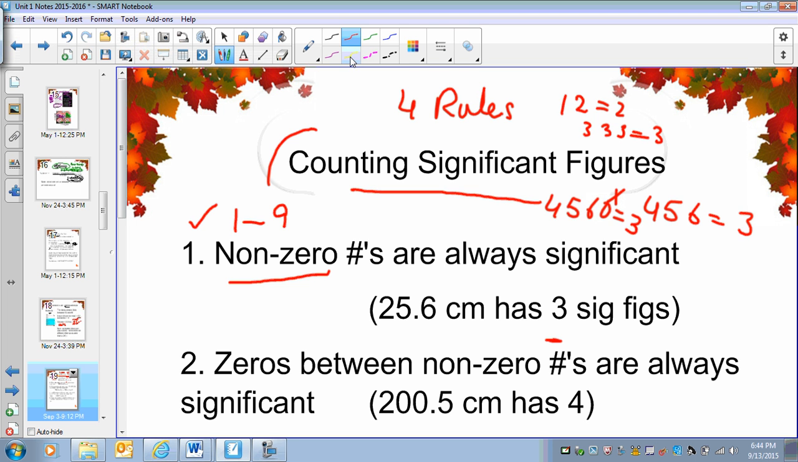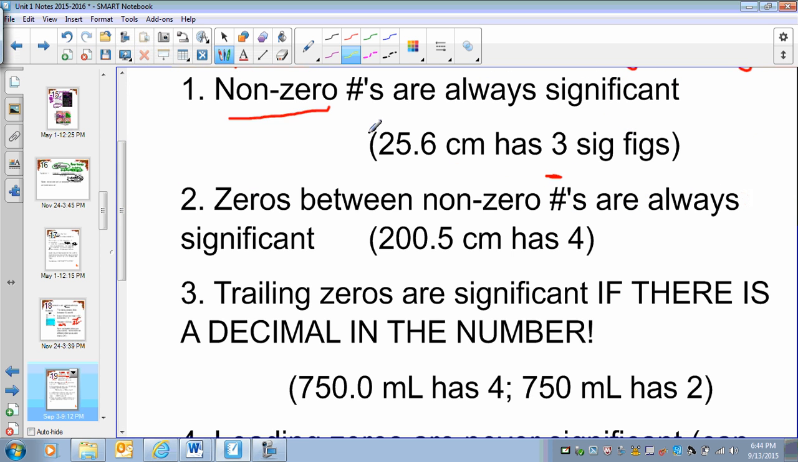What is the next rule? The next rule is that the zeros between non-zero digits are significant. We call them trapped zeros. So if I have a trapped zero or a sandwich zero, it is significant. So if I have the zeros between the numbers, 3, 0, 3, 2, 0, 2, these zeros which are between the digits are significant.